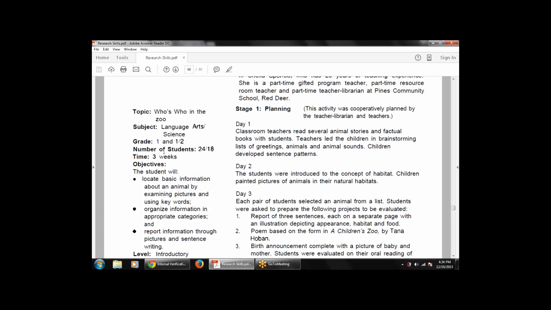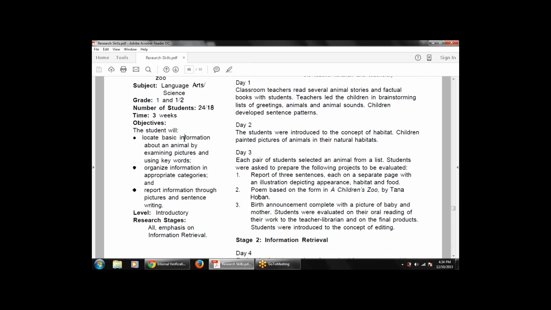What is the objective? The main objective is that the students will locate basic information about an animal by examining pictures and using keywords. Then organize the information in appropriate categories. That means first search for the information, that is locate, then categorize it, and report the information through pictures and sentence writing.